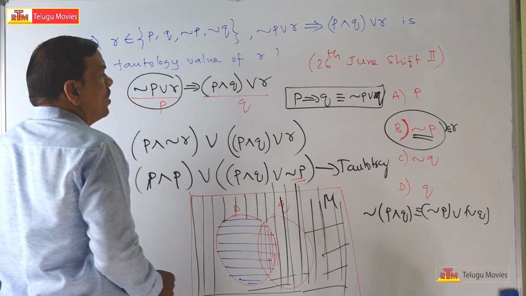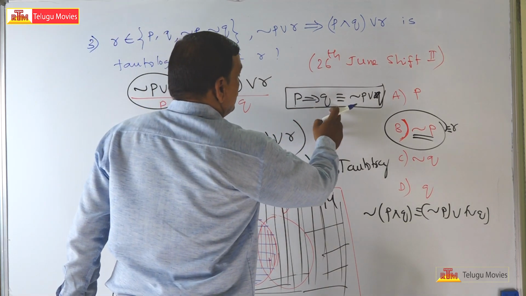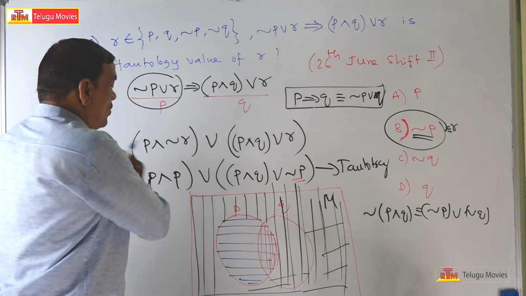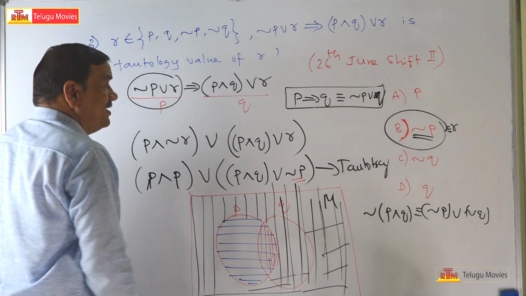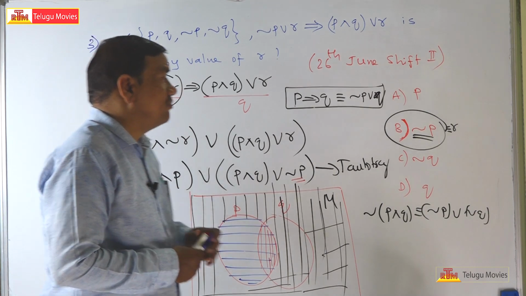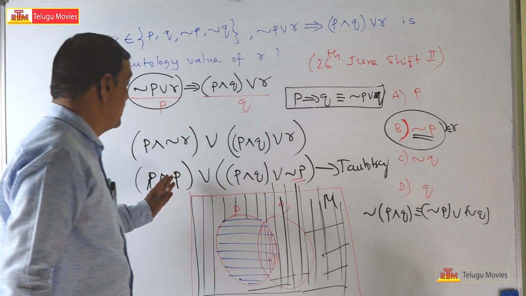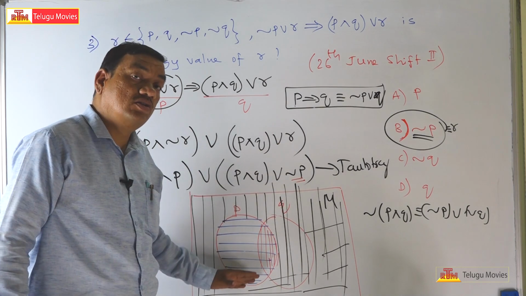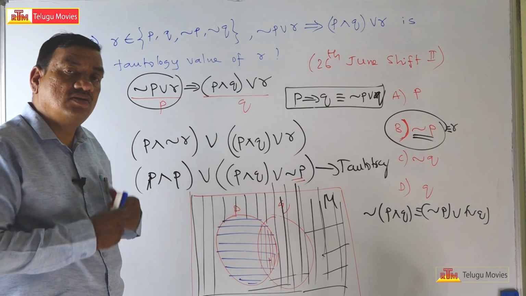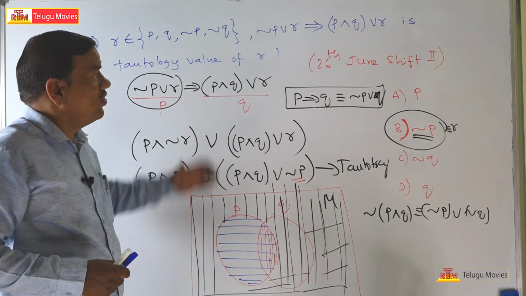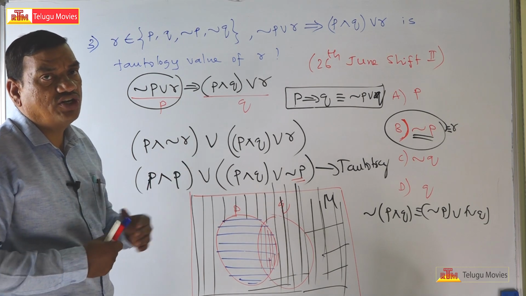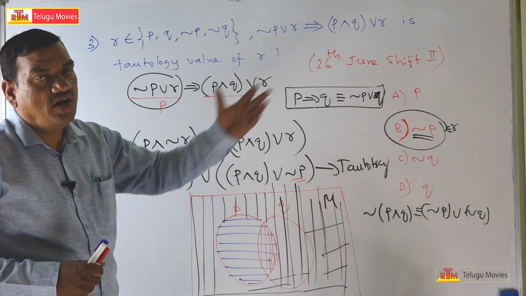The only thing you have to remember is P implies Q is equal to negation P or Q. Afterwards it is a trial and error method. I have taken negation P in place of R and drawn the Venn diagram for this. The total Venn diagram is shaded. Therefore, the given statement is a tautology. I hope you understand this solution. Let us go for the next problem.